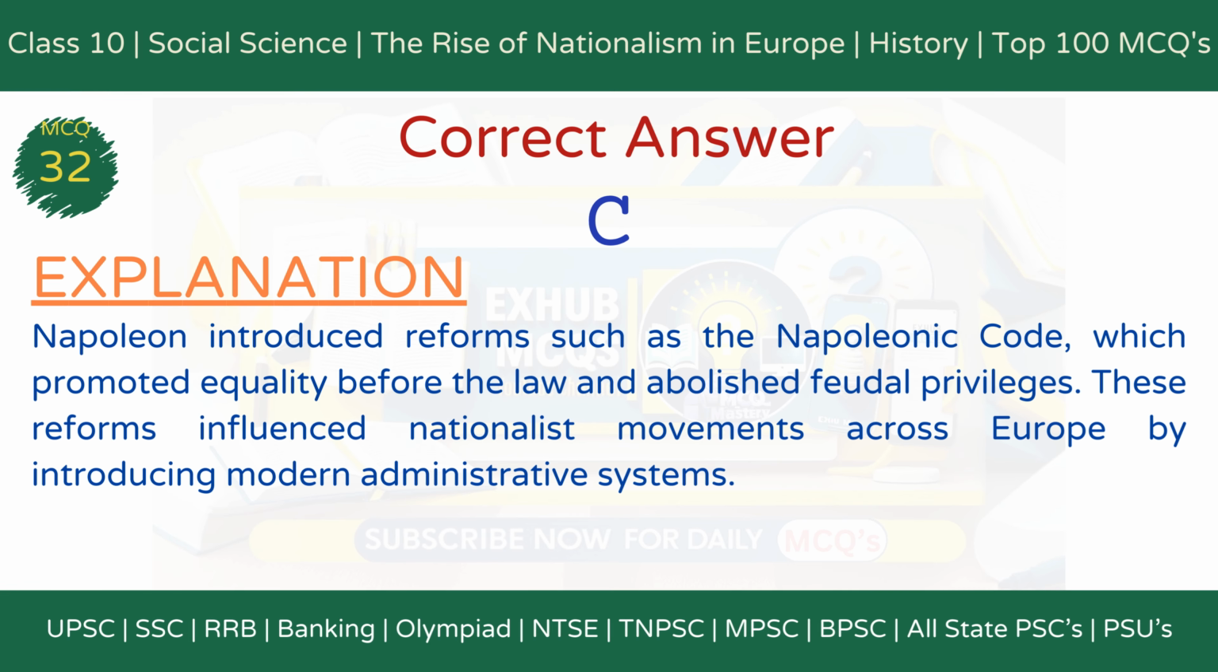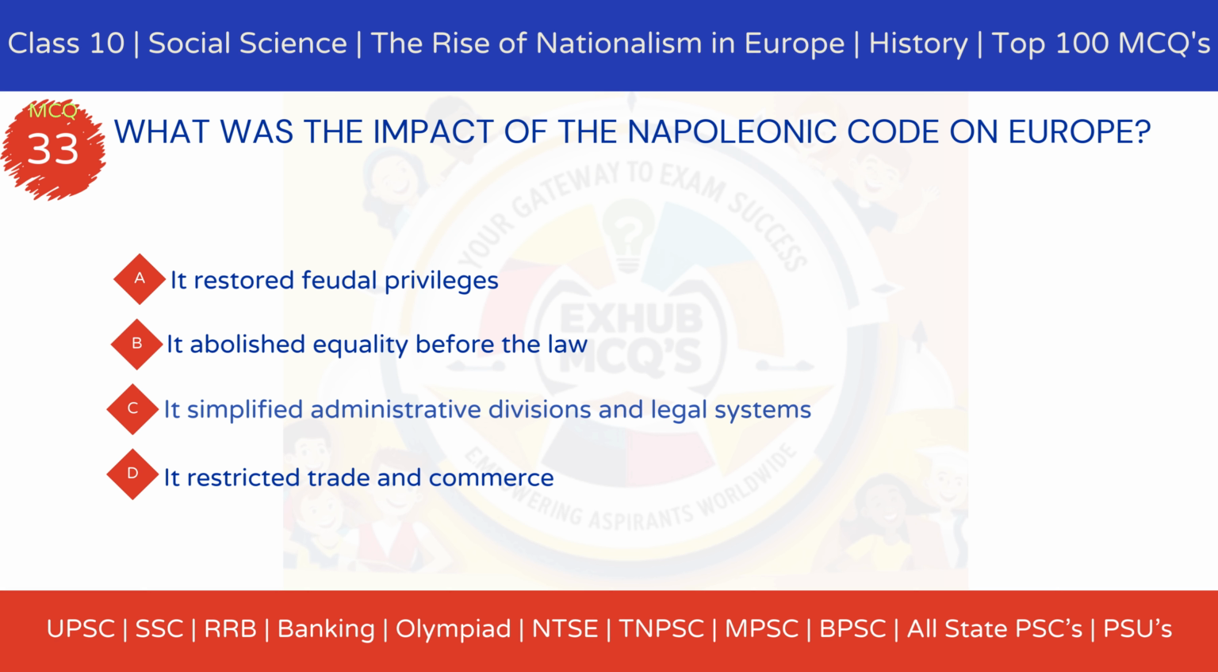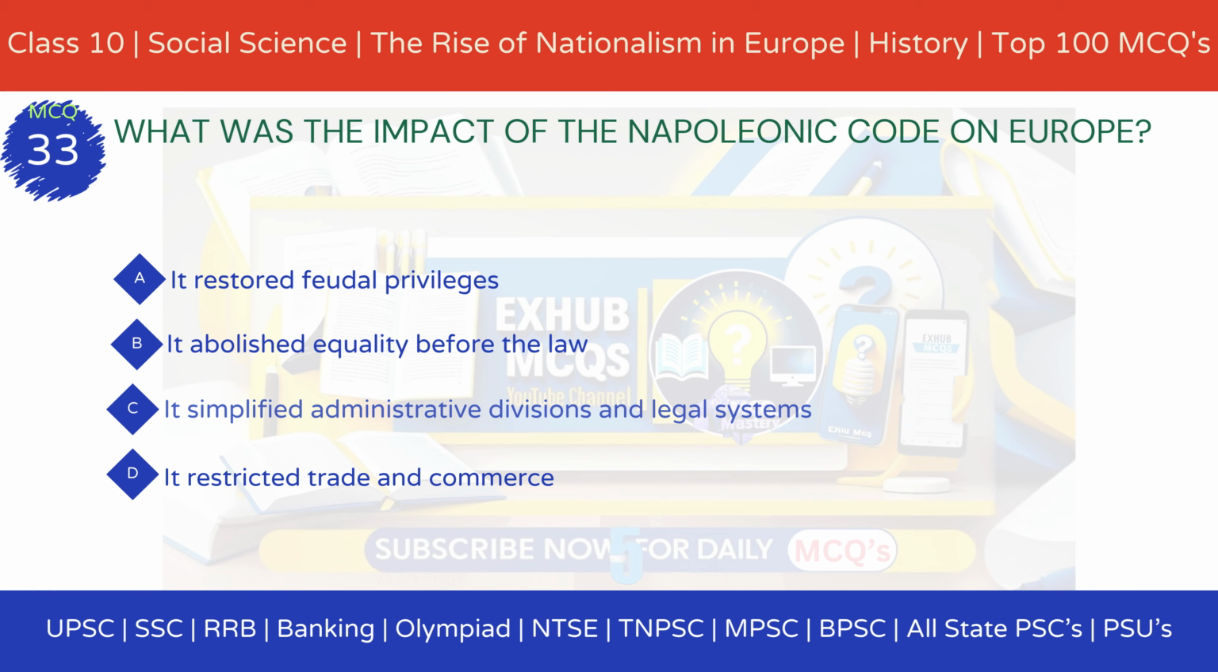MCQ 33. What was the impact of the Napoleonic Code on Europe? Option A. It restored feudal privileges. Option B. It abolished equality before the law. Option C. It simplified administrative divisions and legal systems. Option D. It restricted trade and commerce.